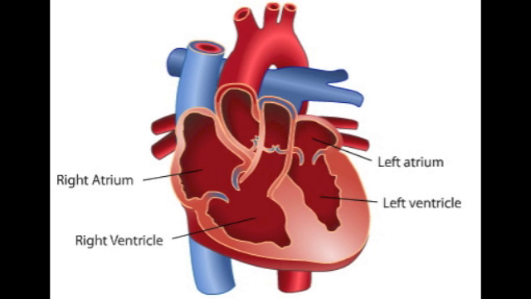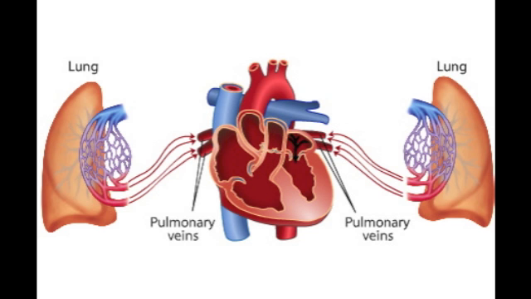Oxygenated blood from the lungs travels through large vessels called the pulmonary veins and enters the left side of the heart, emptying directly into the left atrium. The pulmonary veins are unusual in that they carry oxygenated blood. Other veins, because they carry blood back to the heart from the body tissue, carry deoxygenated blood.